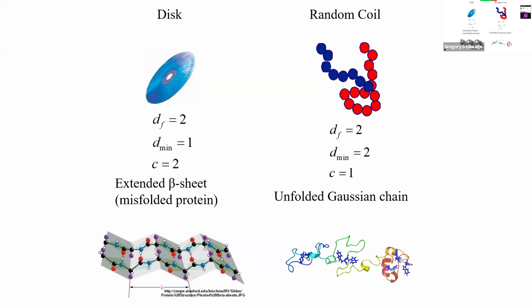So the 2D dimension is the most dimension that we see in the case of polymer chain, in the protein chain.